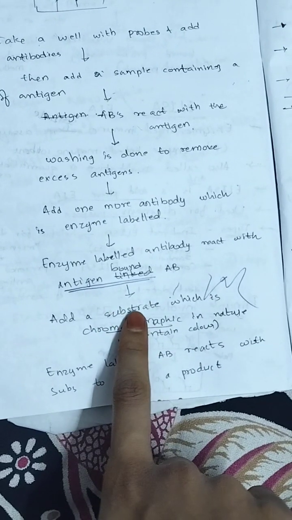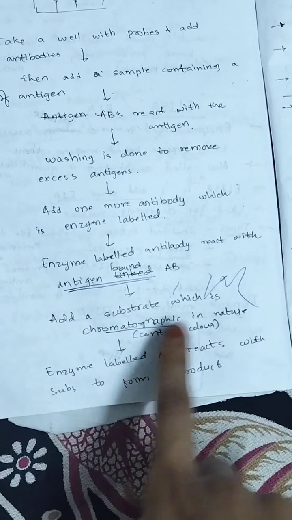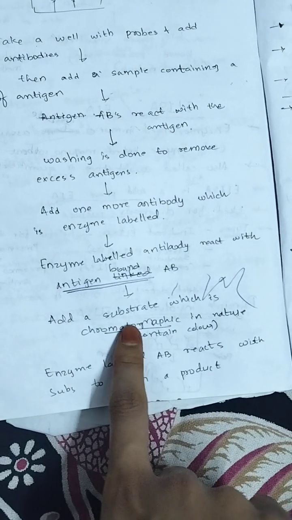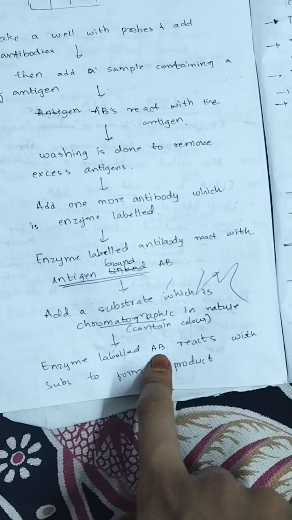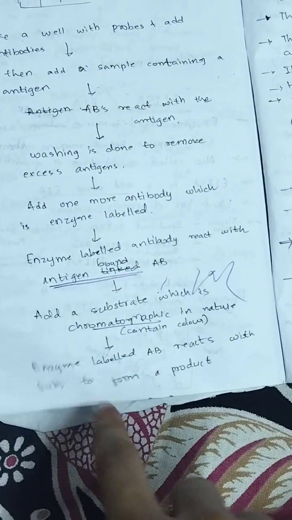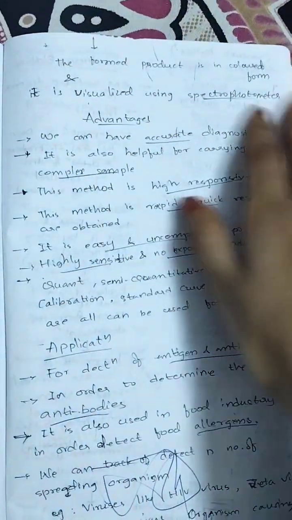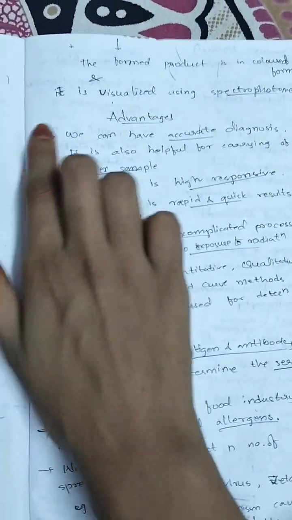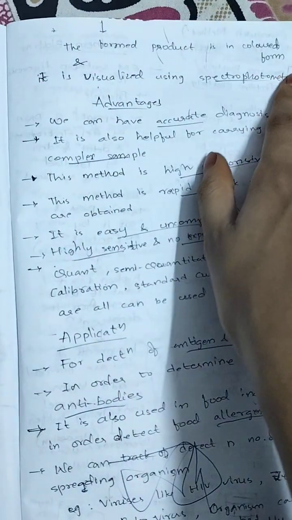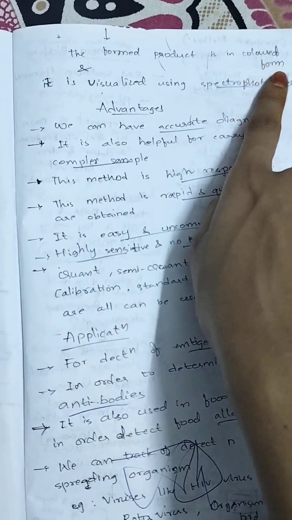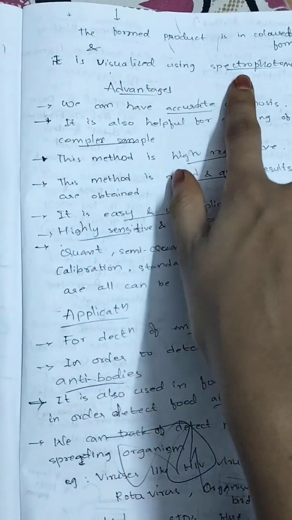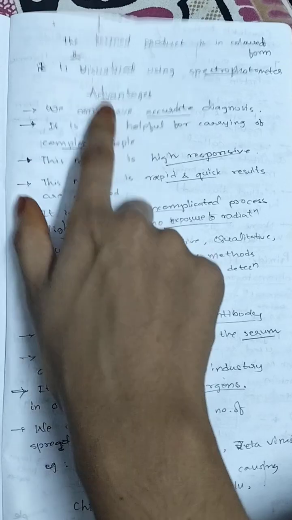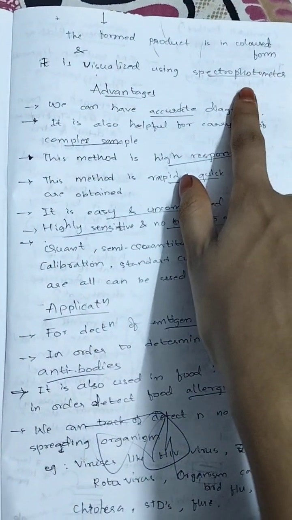This added substrate is chromogenic in nature. Chromogenic means it contains color. So enzyme-labeled antibodies react with this substrate to form a product, and the formed product is in colored form. Since the substrate is also chromogenic, the formed product is colored. Then it is visualized using spectrophotometry. Visualize means it is seen using spectrophotometry.